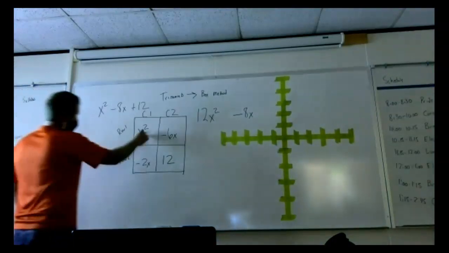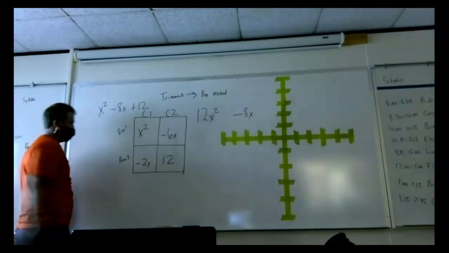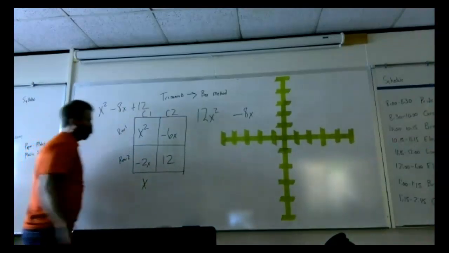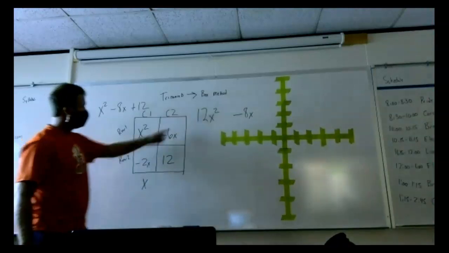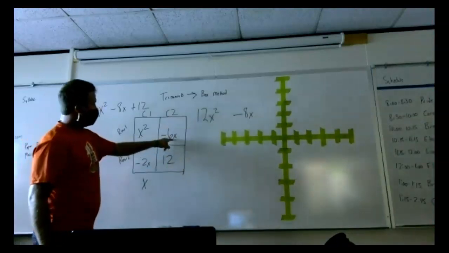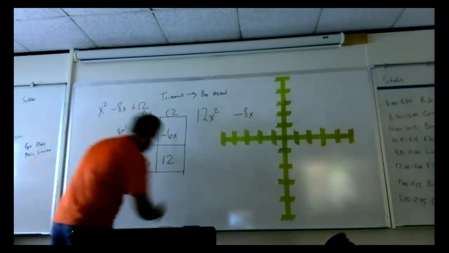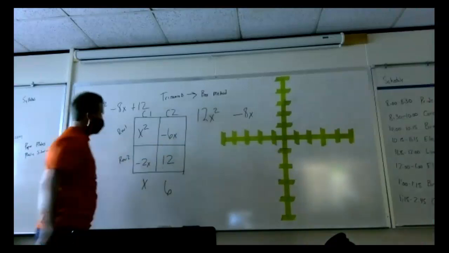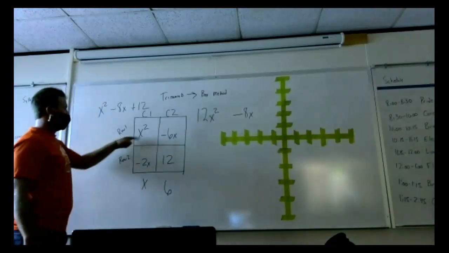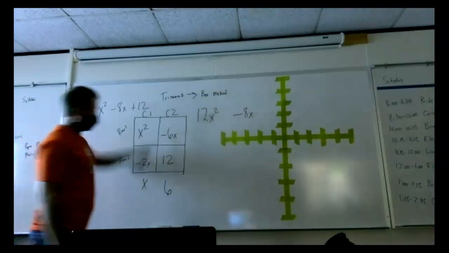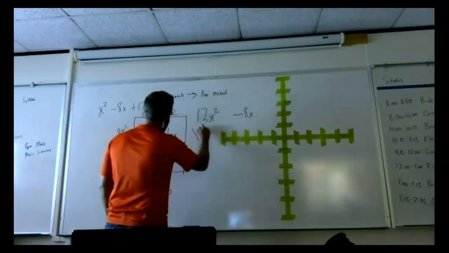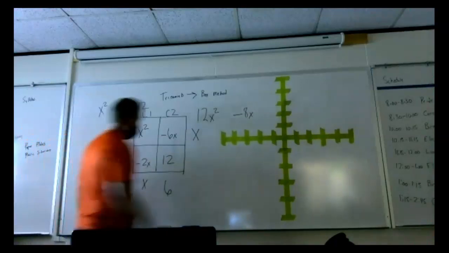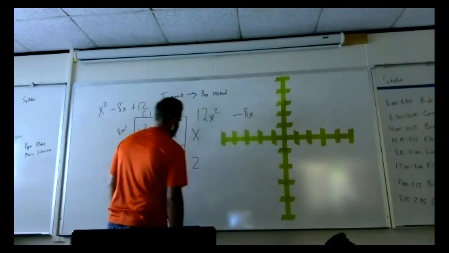So looking at column 1, I have an x squared and a negative 2x. So the only thing I can factor out there is an x. Looking at column 2, I have a negative 6x and a 12. I can factor out a 6. I can't bring the x because my 12 does not have it. Looking at row 1, x squared and a negative 6. I can only factor out an x. And the negative 2x and 12, the only thing that I can factor out is a 2.